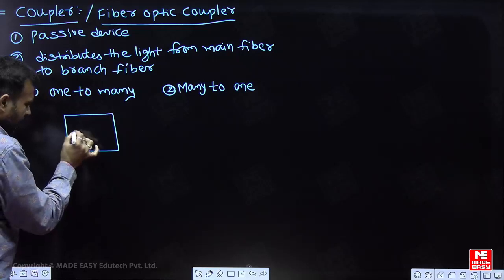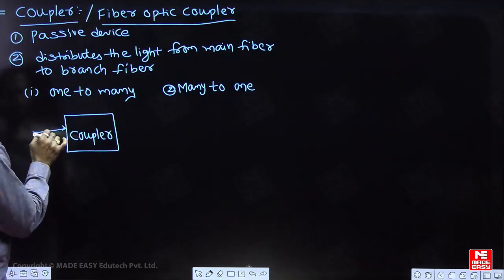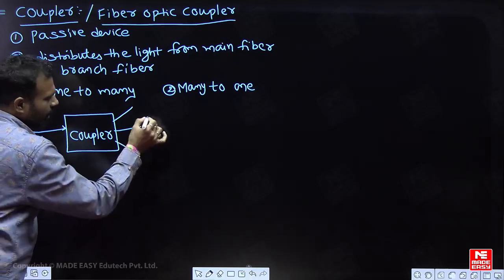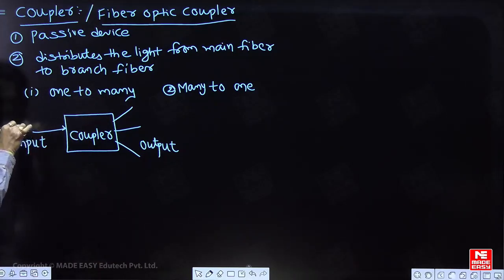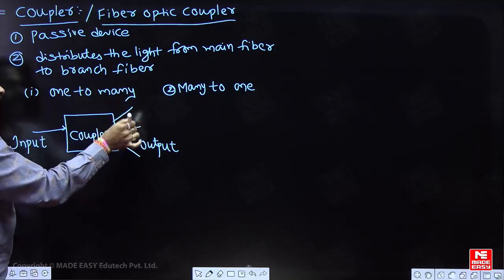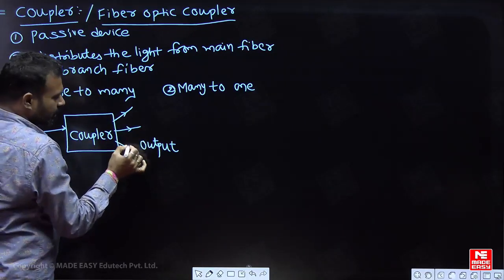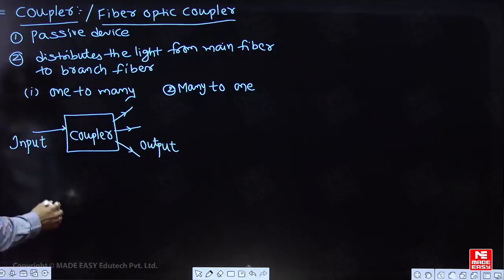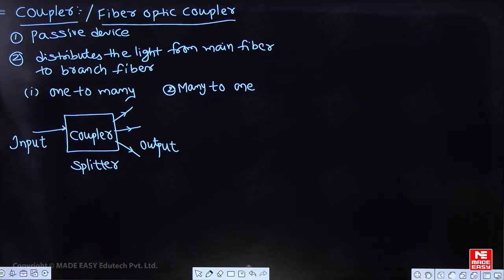Here we have a coupler. The input we are giving to the coupler is called the input, and these are called the outputs, which is one to many. It is the main fiber, and these are the branch fibers. The power coming from the main fiber is split into the branch fibers, which is called the output. Such a coupler is called a splitter. The function of that coupler is called a splitter.